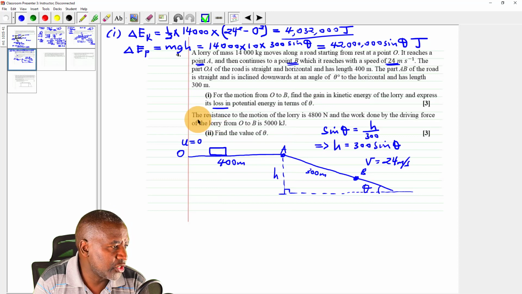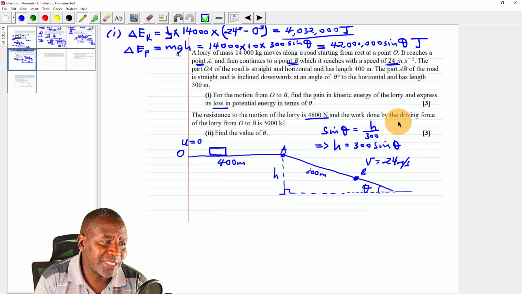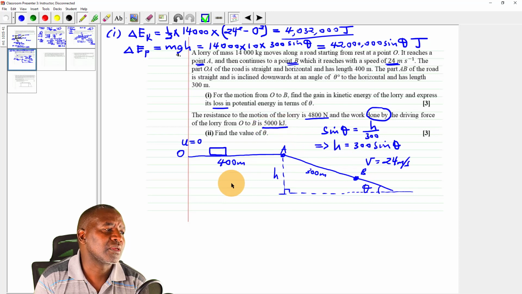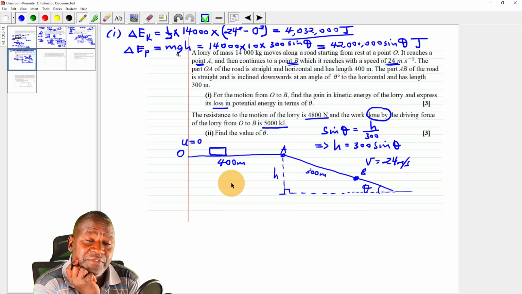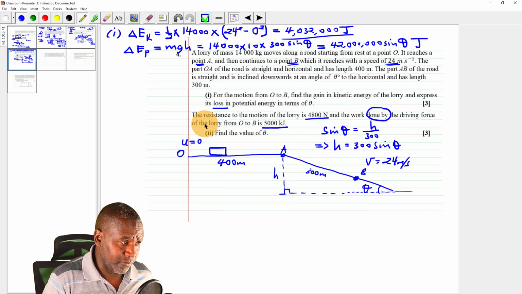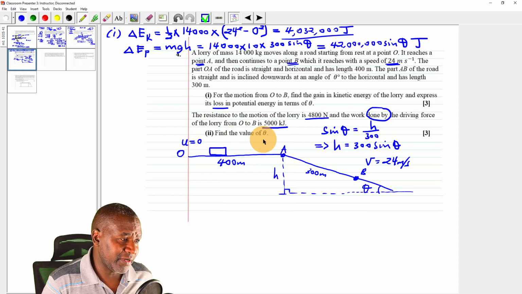The next information is this: the resistance to the motion of the lorry is 4,800 newtons, and the work done by the driving force on the lorry from O to B is 5,000 kilojoules. So I have got to find the angle theta.